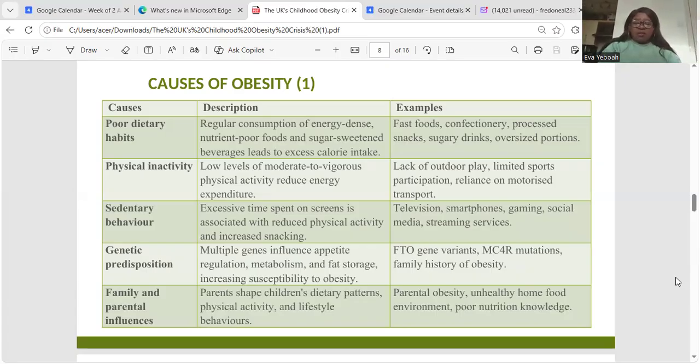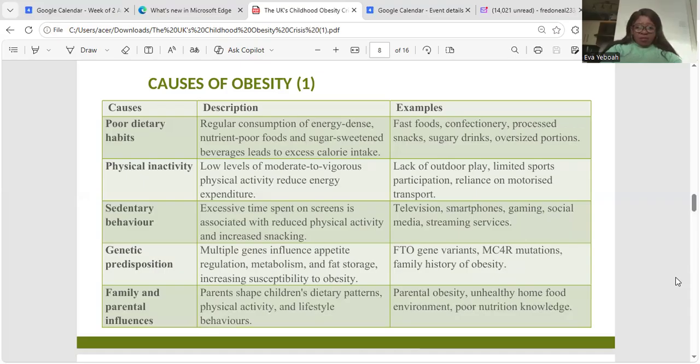The second cause is physical inactivity. It explains low levels of moderate to vigorous physical activity. Physical activity increases energy expenditure. Examples are lack of outdoor play, limited sports participation, and reliance on motorized transport.